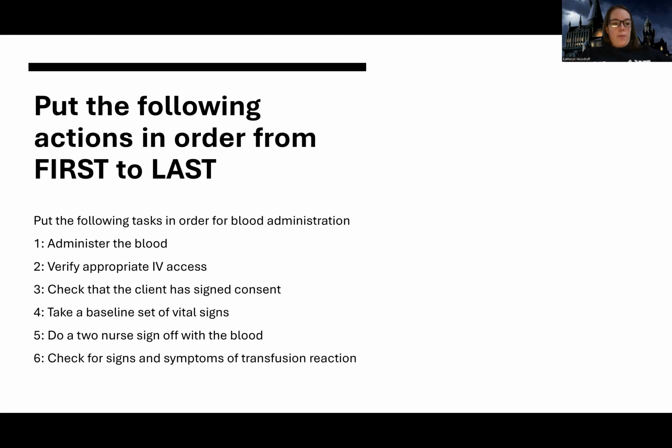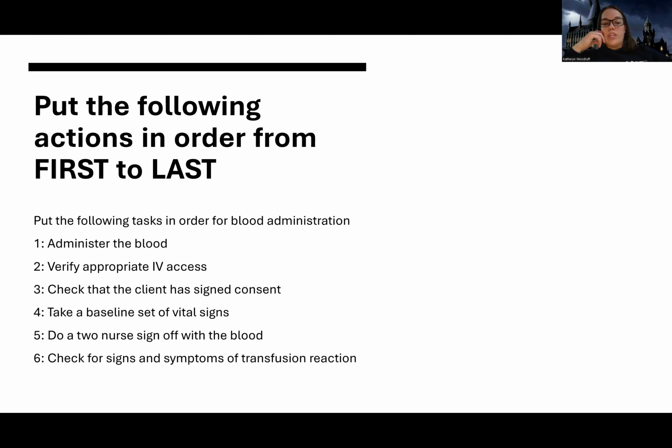So that would put it at signed consent, number 3, verify IV access, number 2, baseline vital signs, number 4, 2-nurse sign off, number 5, administer the blood, number 1, and then look for a transfusion reaction, number 6. Now, this is a great place to study more. A great question to ask yourself here is, how will I know a patient is having a transfusion reaction?